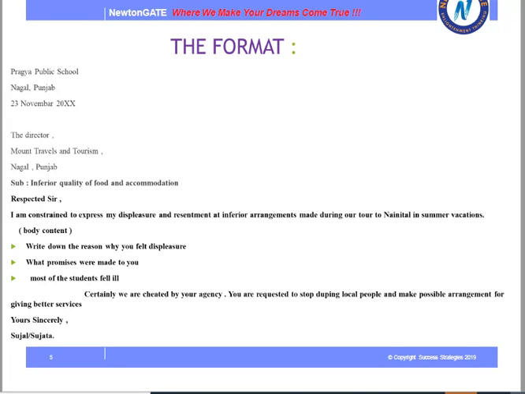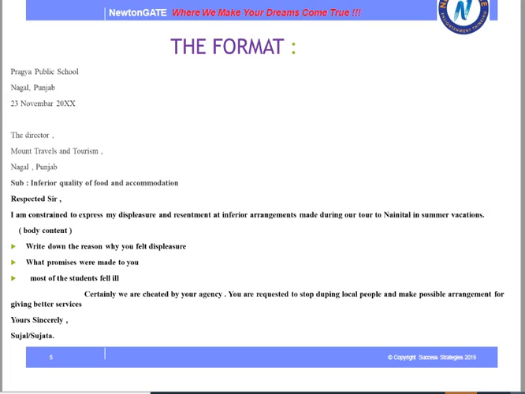Next, respected sir. The line after the respected sir is very important. Why? Because here I am showing my problems and the concern of the letter. I am constrained to express my displeasure and resentment at inferior arrangements made during our tour to Nainital in summer vacation. In one line, I have shown and pointed out my displeasure.